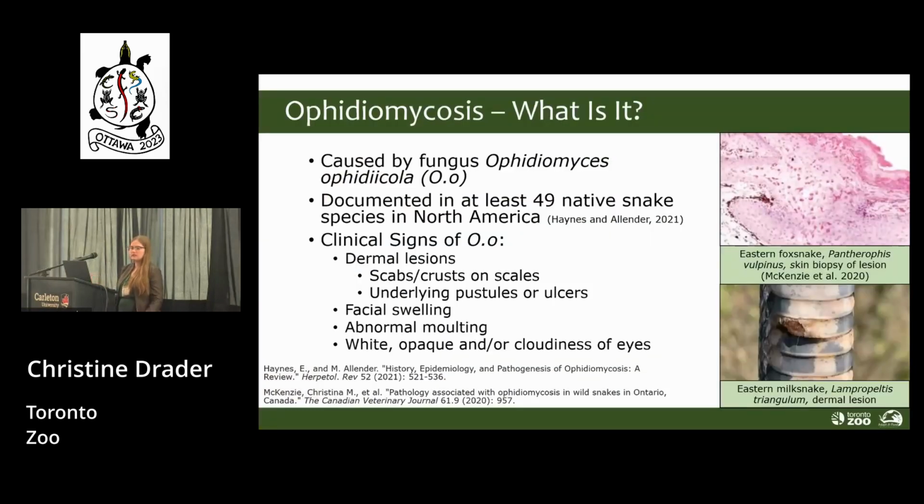Ophidiomycosis is a fungal disease caused by the fungus Ophidiomyces ophidiicola. It's documented in over 49 native snake species in North America, and clinical signs include dermal lesions such as scabs, crusts on scales, underlying pustules or ulcers, facial swelling, abnormal molting, or white, opaque, and/or cloudy eyes.